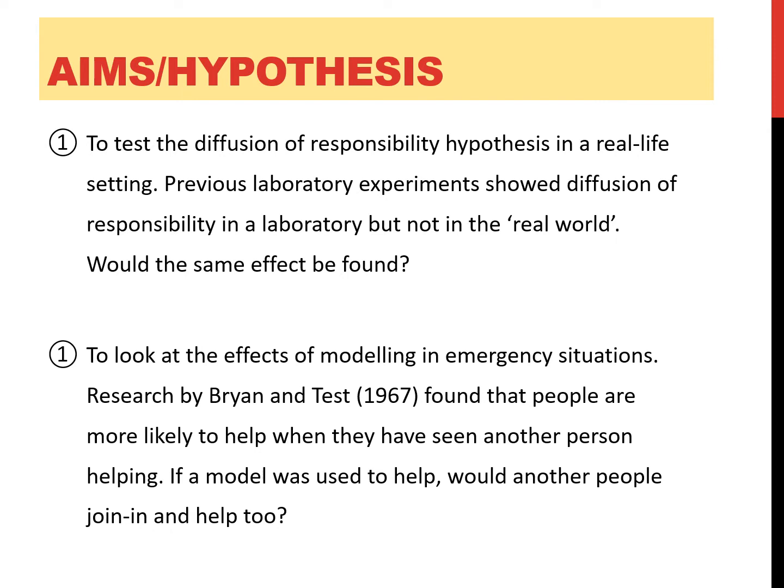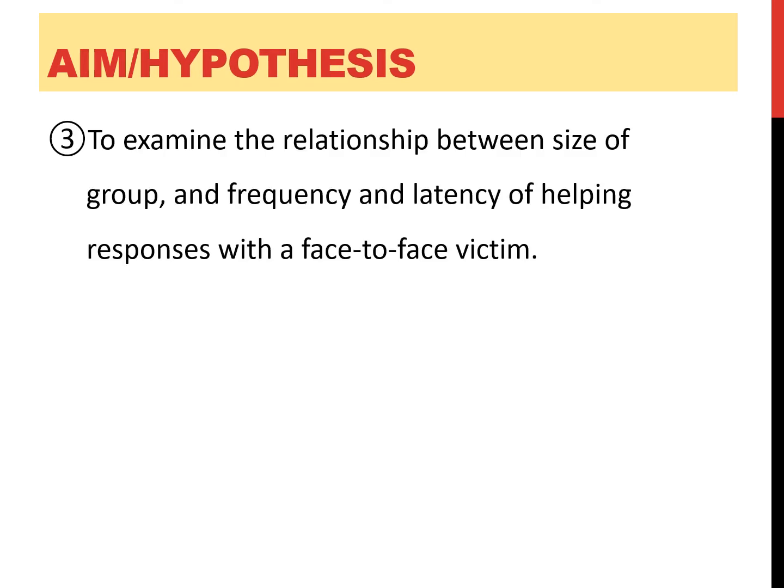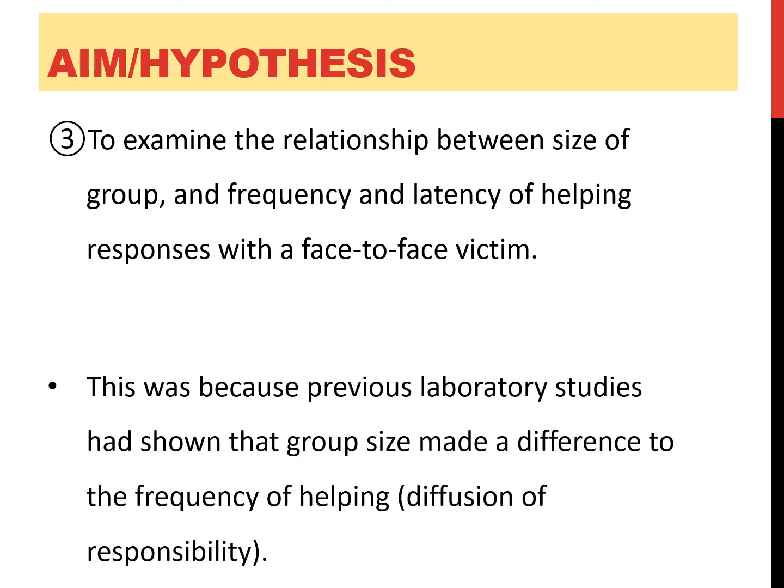Okay. The second one, Miss will explain in more detail. Number 3, to examine the relationship between size of group, frequency and latency of helping response with a face-to-face victim. Size of the group means whether having more people or fewer people makes any difference. Latency is how fast, the speed of helping behavior, and frequency is the number of helping. They wanted to look at how many people helped, and how fast they helped. This was because previous lab experiments showed that group size makes a difference, which is diffusion of responsibility. So it relates to the first hypothesis. They want to check if diffusion of responsibility exists or not in this study.